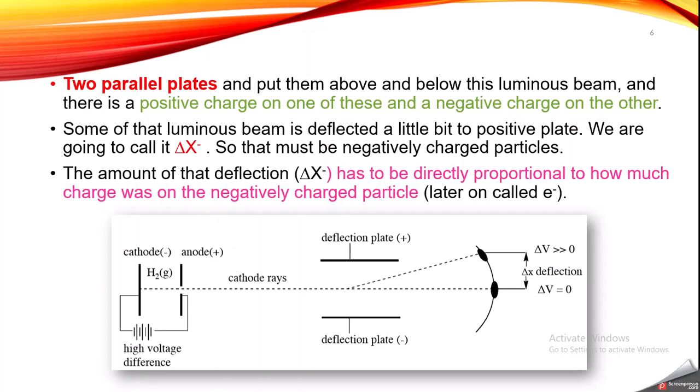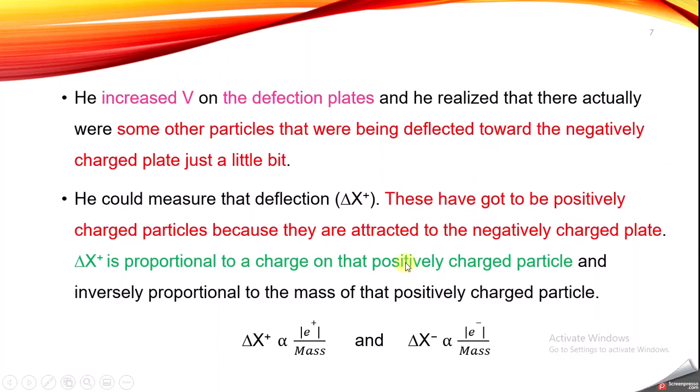So one point was obvious from this experiment: there are some negative particles in this beam that are getting deflected towards the positively charged plate. Now he did some further experiment. He increased the voltage on the deflection plates and he realized that there are actually some other particles that are deflected towards the negatively charged plate.